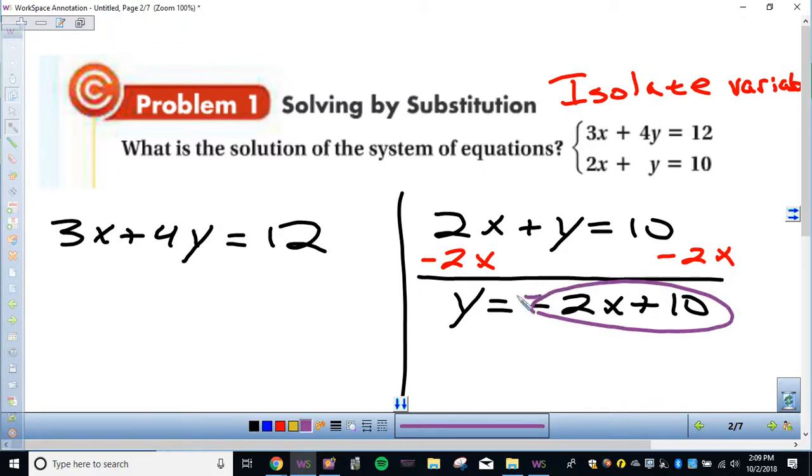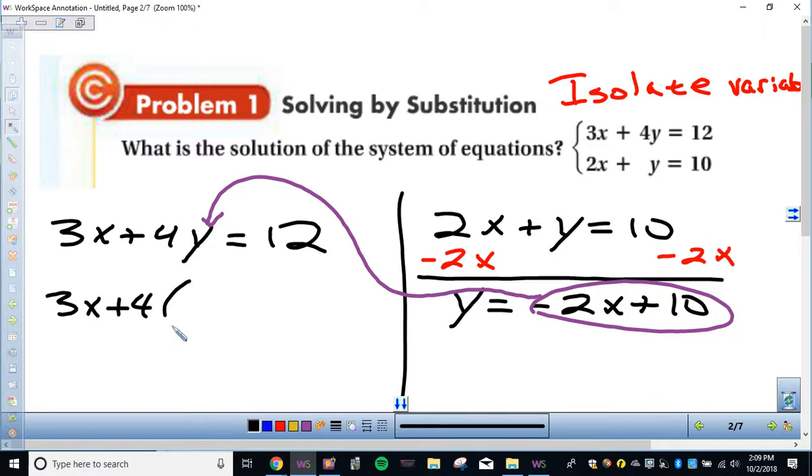Because we did that, we can then take the variable and instead of the y right here, we can plug in negative 2x plus 10. Here's what it looks like. 3x plus 4 times the quantity, negative 2x plus 10 equals 12. Okay? What do I do next, Jack?